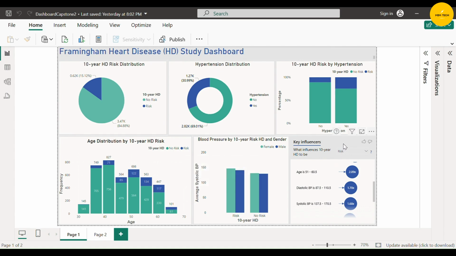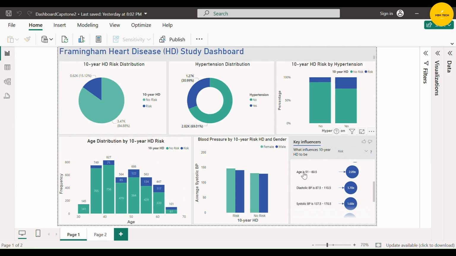So finally, this is the key influencers analysis. This visual helps identify important factors in the data by analyzing the relationships between different variables and detecting which variables are most strongly associated with a particular outcome. In this case, we want to know which variables influence the 10-year risk of heart disease.